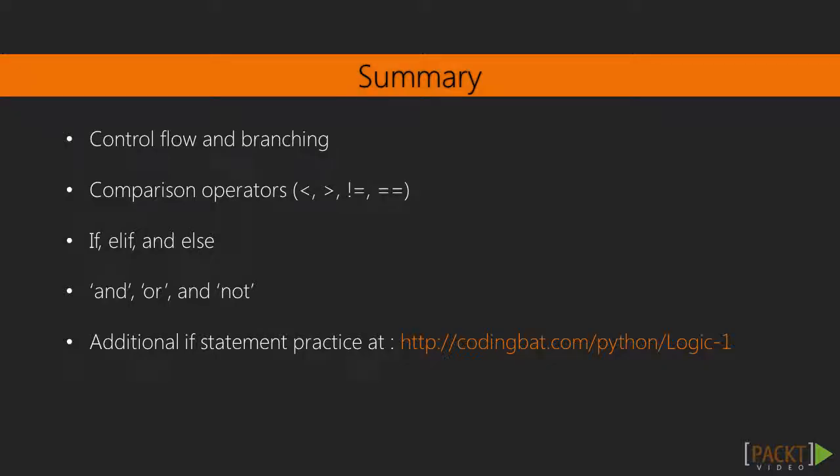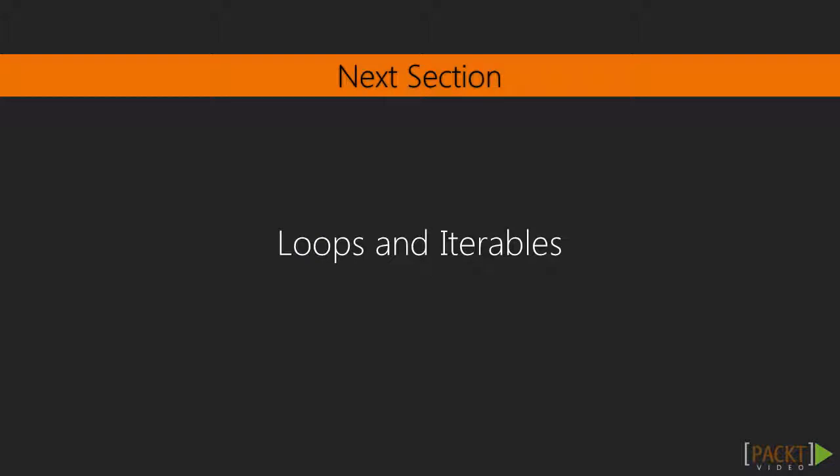Perfect. In this section, we covered everything about conditionals, from control flow to branching, how to use comparison operators, how to use the if, elif, else keywords, and also how to use and, or, not when creating our conditional statements. Now, in the next section, we're going to look at loops and iterables, so things we can iterate over and how to repeat an action multiple times. It's going to be very exciting. I'll see you then.